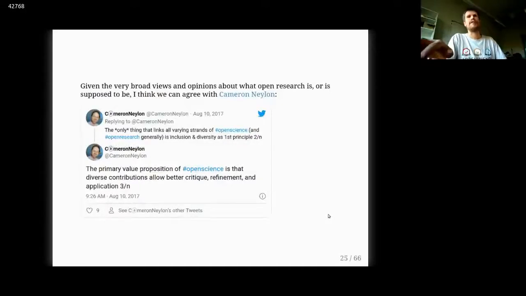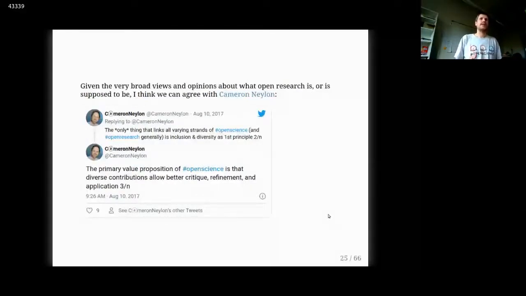And given the very broad view and opinions about what is open research, I think we should agree with Cameron here that says that the only thing that links all these varying strands of open research and open science generally is inclusion and diversity as a first principle, right? The primary value proposition of open science should be to be welcoming and inclusive.